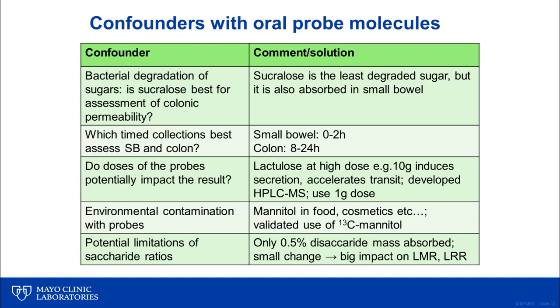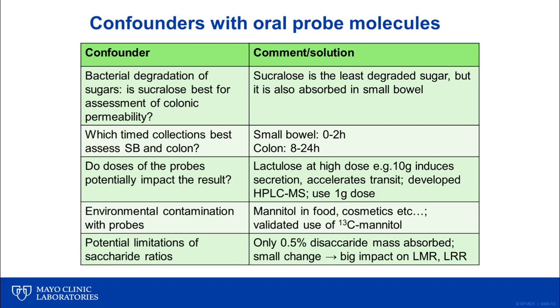What is the best time for collection of the urine to reflect small bowel and colonic permeability? Well, studies we did here at Mayo by using radioisotopic labeling of the same drink of water that we gave showed, by taking images of the abdomen while we were doing the urine collections, that the urine collection that reflects the small bowel is between 0 and 2 hours, and for the colon between 8 and 24 hours. And the collection that we did between 2 and 8 hours generally reflects both the small bowel and the colon.